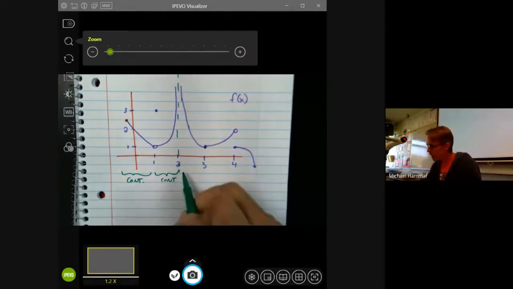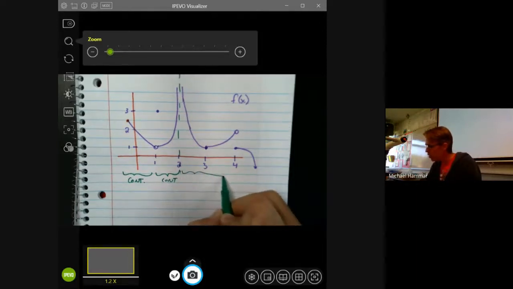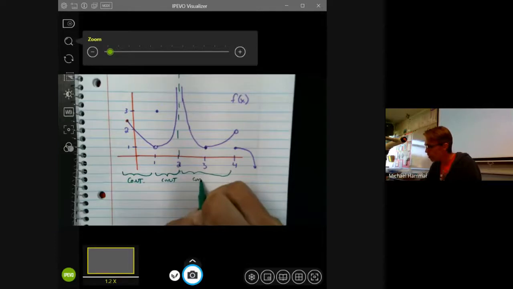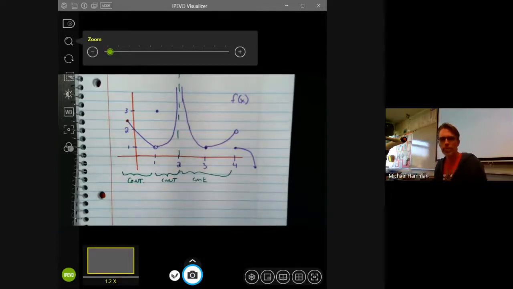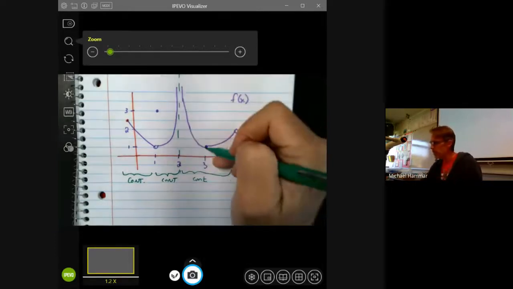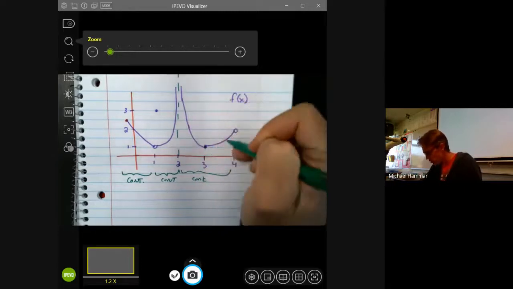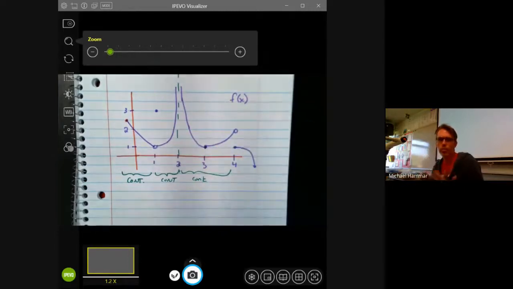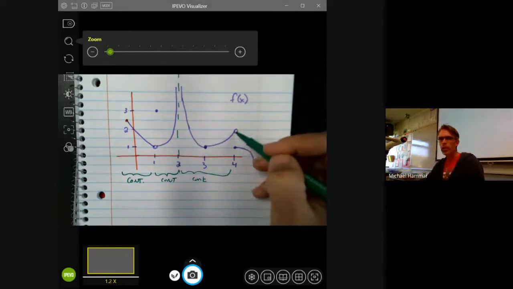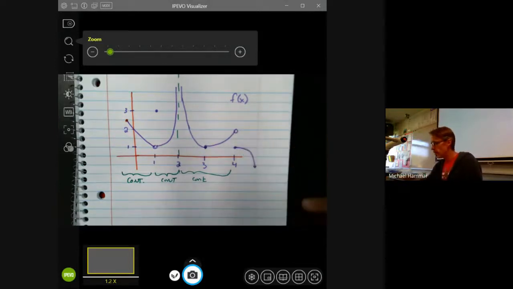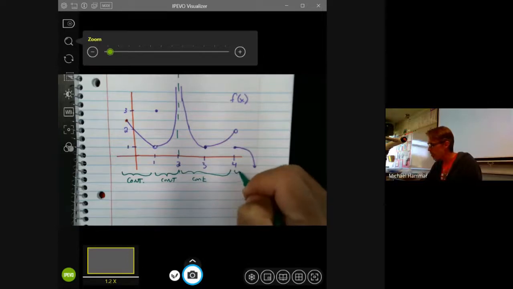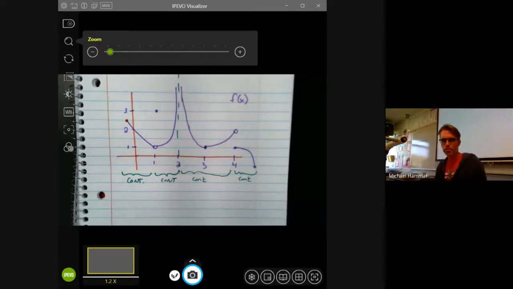Now, it is also continuous beyond 2 all the way to 4. This portion of the graph is continuous. Even though there's a dot here, you still just draw your line through there and you go all the way to the open space. Now you'll notice at 4, you have to lift your pencil, and then you draw the rest of it. So after 4, this part is continuous.